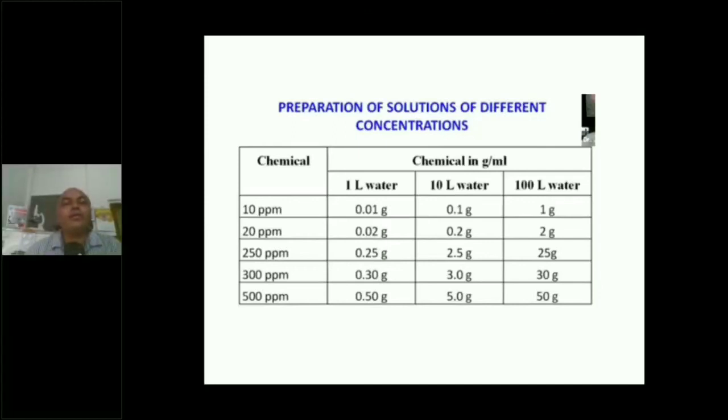Then sometimes there are recommendations that use 0.1% spray. What do we mean by 0.1% spray? 0.1% spray means 1 ml in 1 liter of water. That is called 0.1%. What do we mean by 0.25% spray? That means 2.5 ml per liter of water. Likewise, we have different calculations for 0.15%. 0.5% means 5 ml per liter, 10 ml per liter is 1%, 5% means 50 ml per liter. These are the different calculations for preparing solutions. This is the formula for preparing.